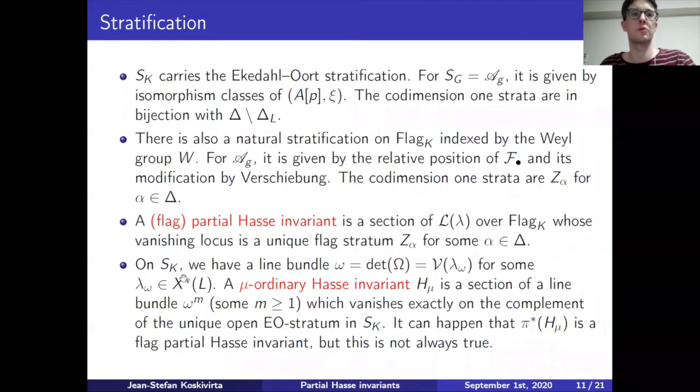On S_K, we also have, for example, a line bundle ω, which is the determinant of the Hodge vector bundle, which also can be written as V(λ_ω) for some character λ_ω of L. And so a μ-ordinary Hasse invariant, H_μ, is a section of the line bundle ω to some power m, which vanishes exactly on the complement of the unique open equilateral stratum in the Shimura variety. So we have this μ-ordinary Hasse invariant downstairs on the Shimura variety, and we can pull it back upstairs on the flag space by taking π^* H_μ. It's possible that this is a flag partial Hasse invariant, but it's not always true. Both notions use the term Hasse invariant, but we have to be careful about which space we are on, not to confuse these two notions.